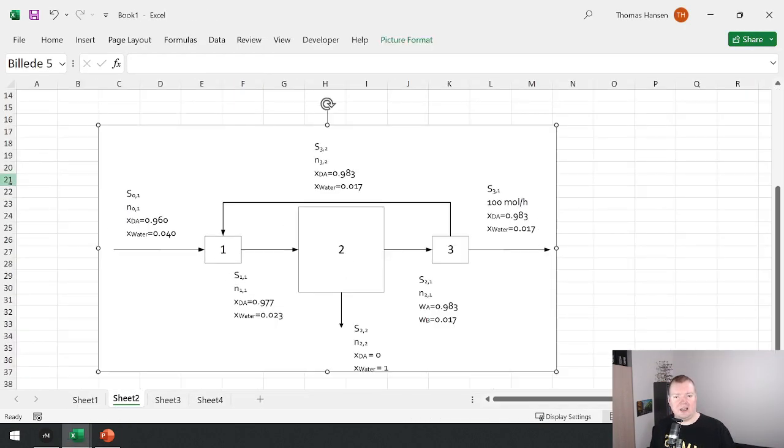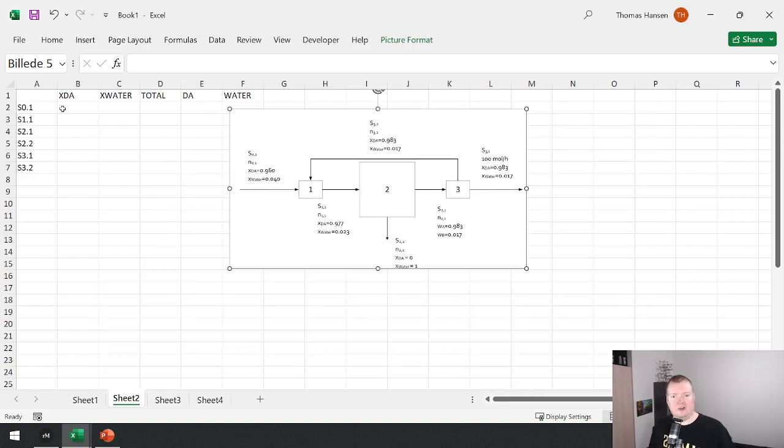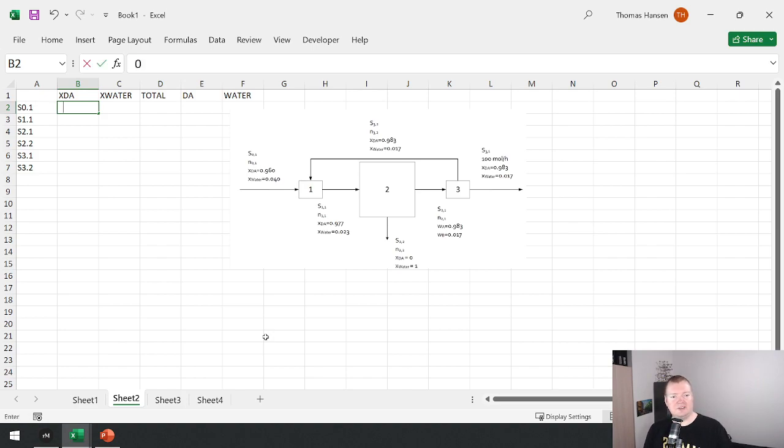I think I had it ready here as well. Yes. So we're gonna start by putting in the information. 96% dry air. Actually, because I only have 2 components, I can just do this all over the place. 96%, 97.7. Then I have my stream 2.1, 983. Stream 2.2 only contains water.